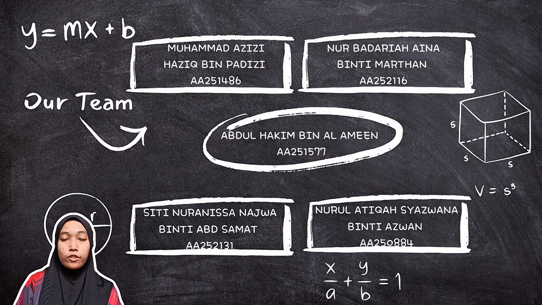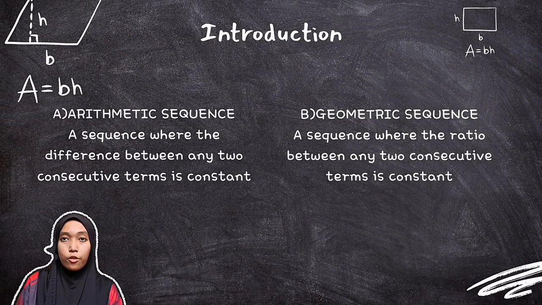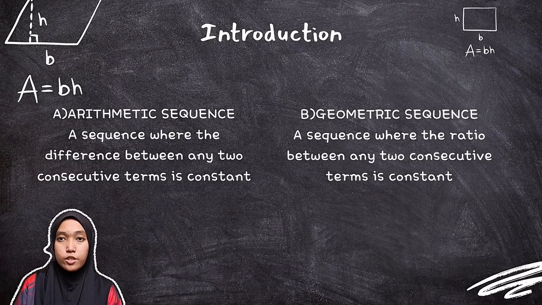We are in a group of 5 members. I am Nurul Atika Shazwana, and the other members are Siti Nurranisa Najwa, Nur Badariah Aina, Muhammad Azizi, and Muhammad Abdul Hakim. Today we will be focusing on two primary types of mathematical sequence, which are arithmetic sequence and geometric sequence. First, what is arithmetic sequence?